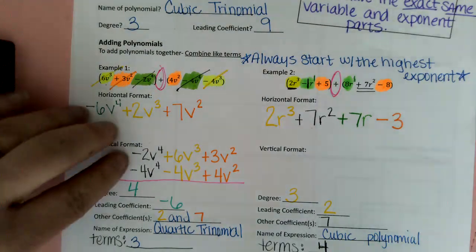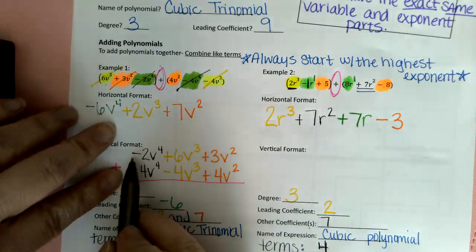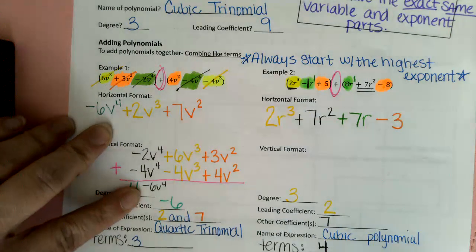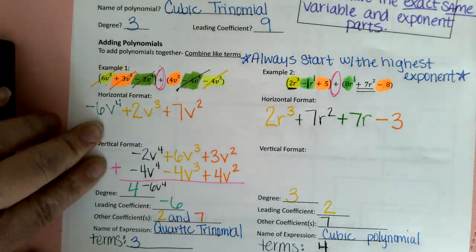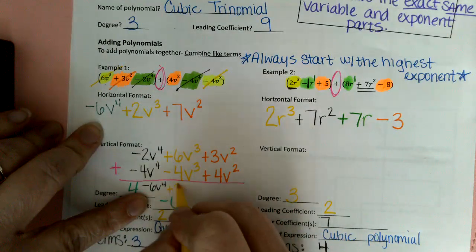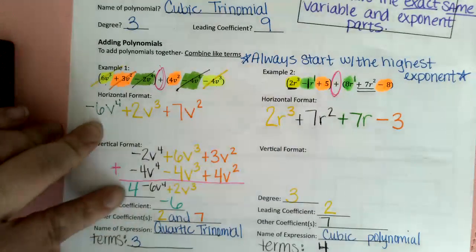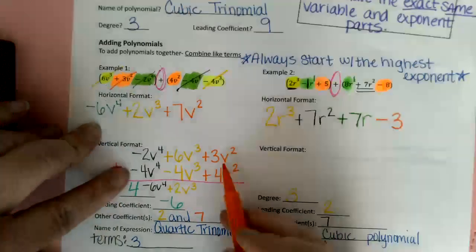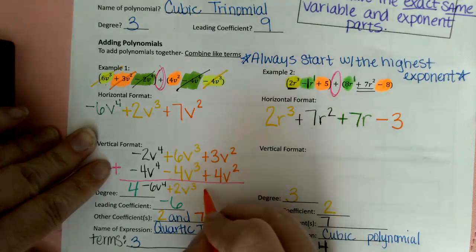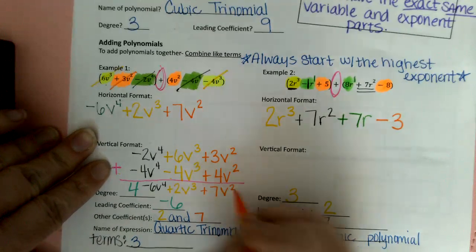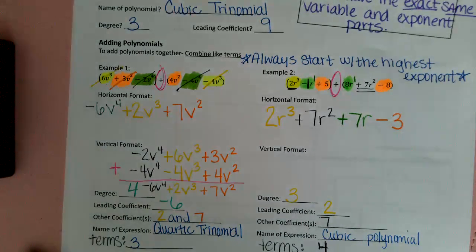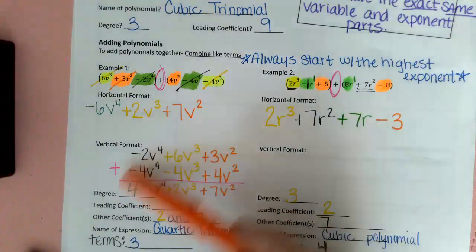That's all we're doing. So when I look at this first one here, -2 plus -4 is a -6v to the 4th. Looking at the yellows, that's a +6 plus a -4 is a +2v to the 3rd. And then last but not least is my oranges. +3 plus a +4 is a +7v squared. So literally, you come up with the exact same answer. I just feel like it's a little more writing here.